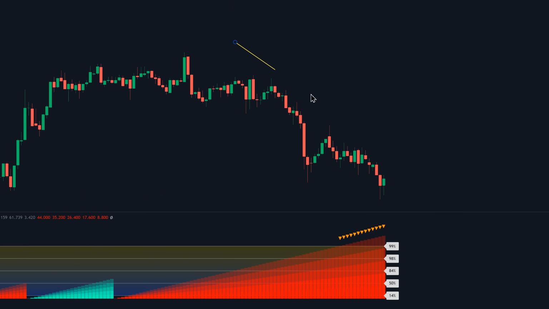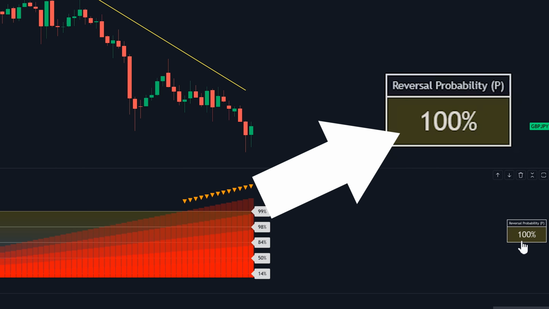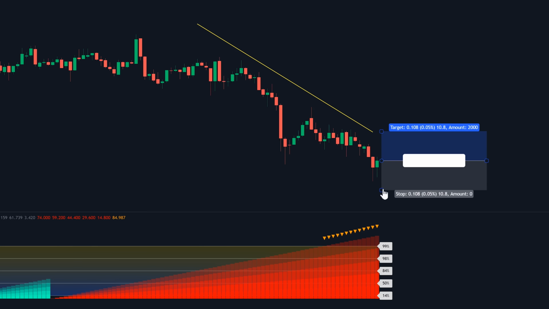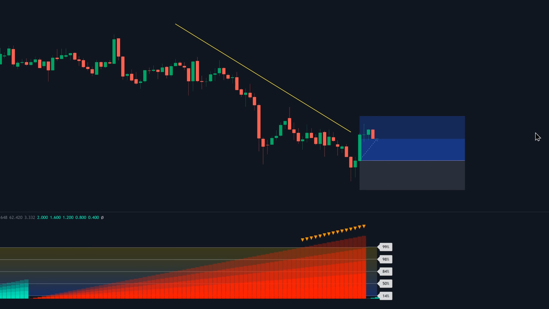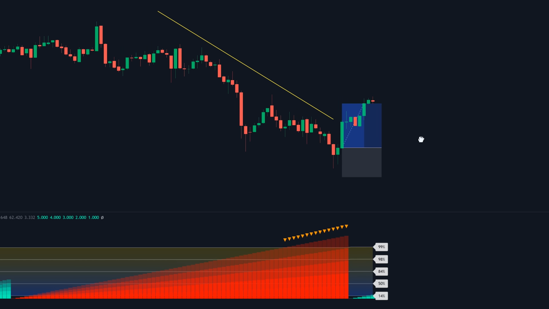Next, we had a bearish trend, and once again, the indicator indicated a 100% probability of reversing to the upside. We take a long position, set the stop loss at the swing low, target 1.5 times the risk for our take profit, and as you can see, the trade was also profitable.